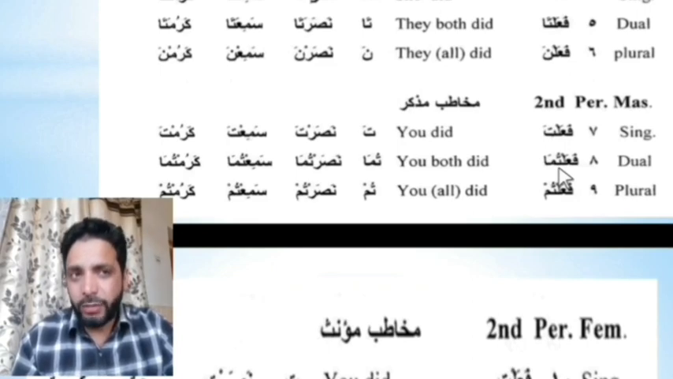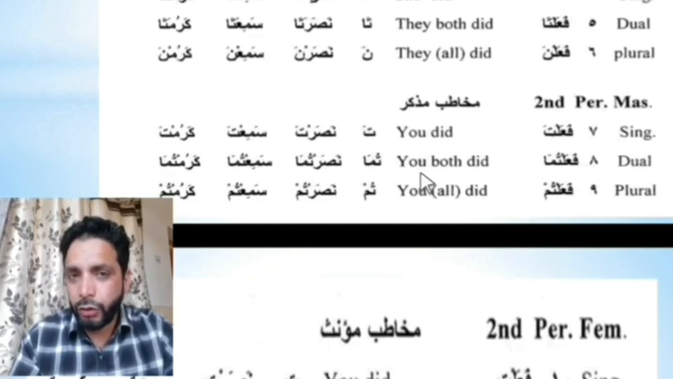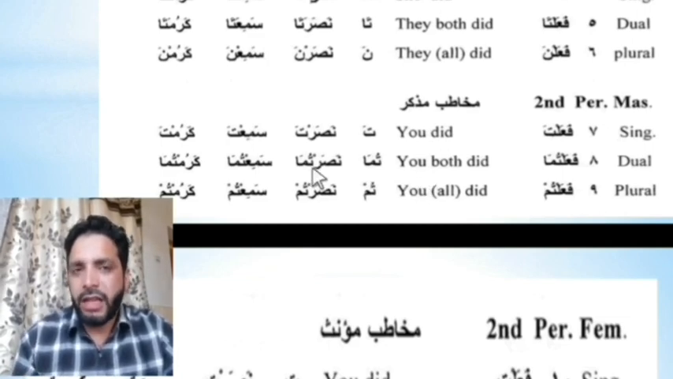Fa'altuma, we added tuma to fa'ala. It became fa'altuma. So you both did. Its meaning will be you two did. And examples are nasartuma, sami'tuma, qaramtuma.